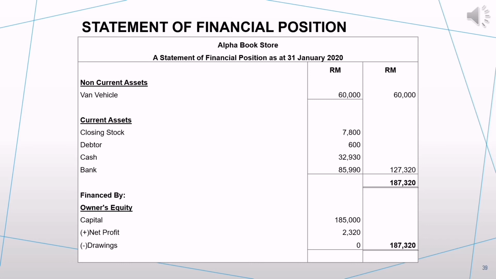Move on to the statement of financial position for our store. According to the format, we must add the non-current asset and the current asset to get the balancing amount, which is 187,320, and then we calculate the owner's equity, which is also 187,320, the same amount as the balancing amount, which means that our financial position was balanced.